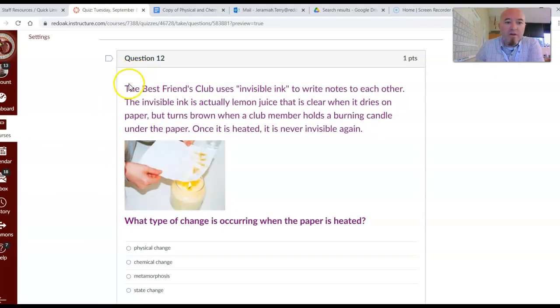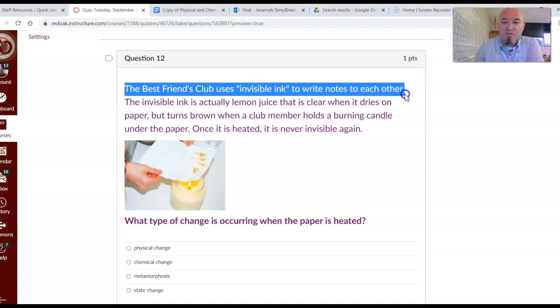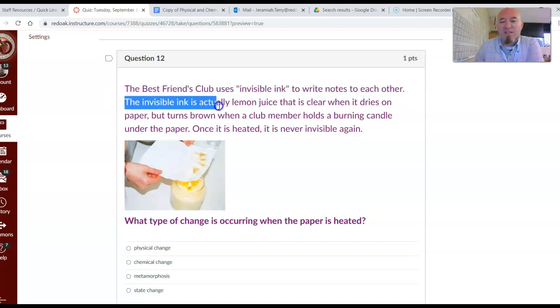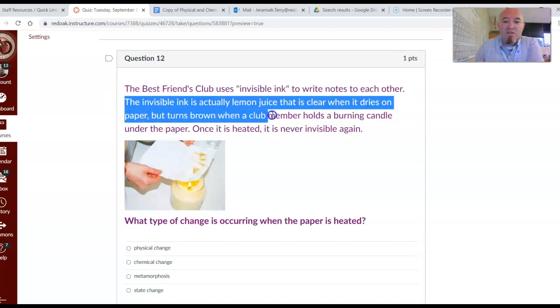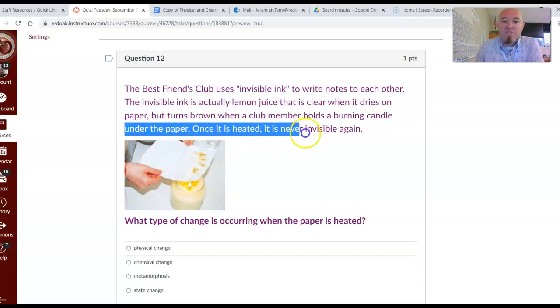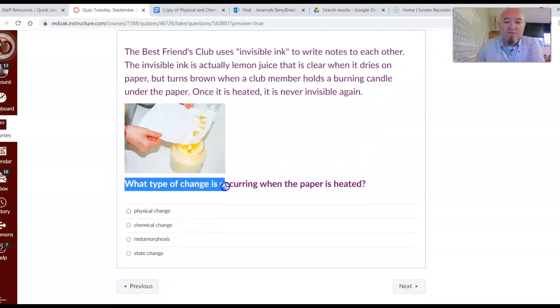Question 12. The Best Friends Club uses only invisible ink to write notes to each other. The invisible ink is actually just lemon juice that is clear when it dries on paper, but turns brown when a club member holds a burning candle underneath the paper. Once it is heated, it is never invisible again. What type of change is occurring when the paper is heated? Is it a physical change, a chemical change, metamorphosis, or a state change?